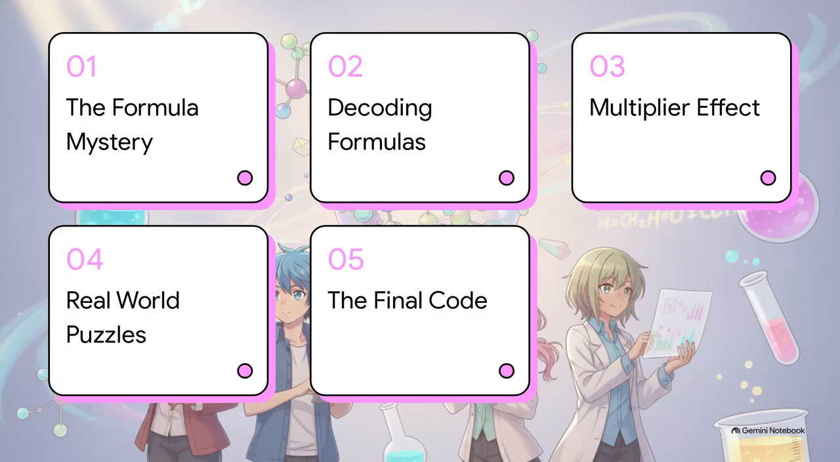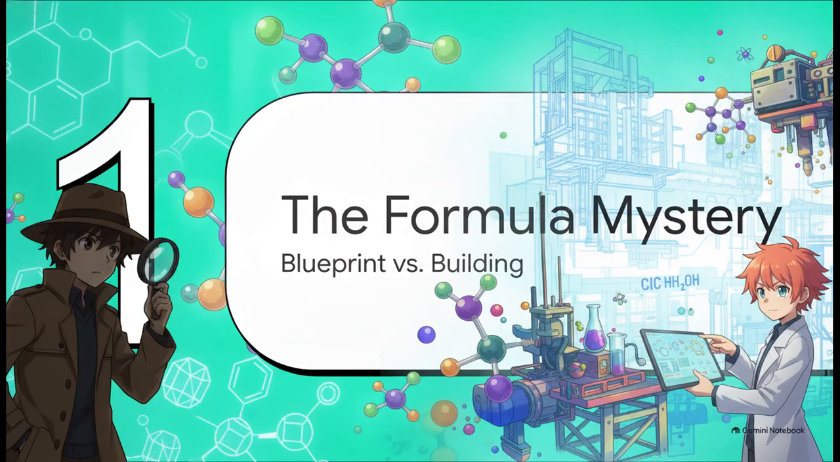Here is our roadmap for today's explainer. First, the formula mystery. Then, decoding empirical formulas. Next up, the multiplier effect, followed by real-world chemical puzzles, and finally, the final chemical code. Okay, let's dive right into section 1, the formula mystery, the blueprint versus the building.